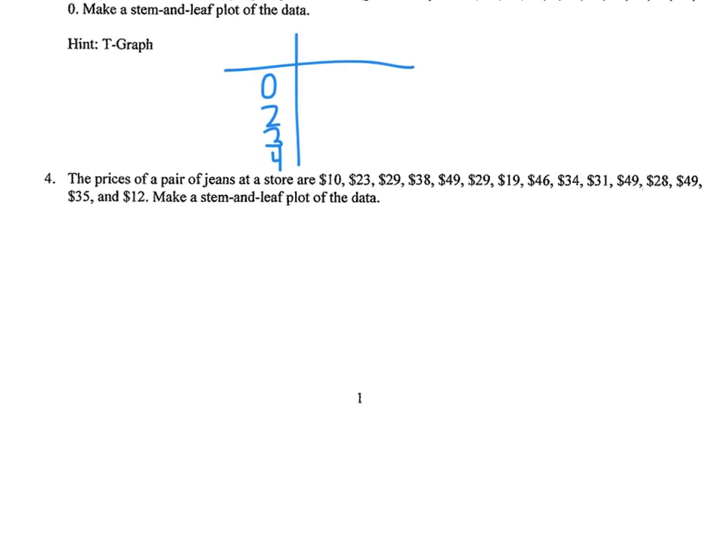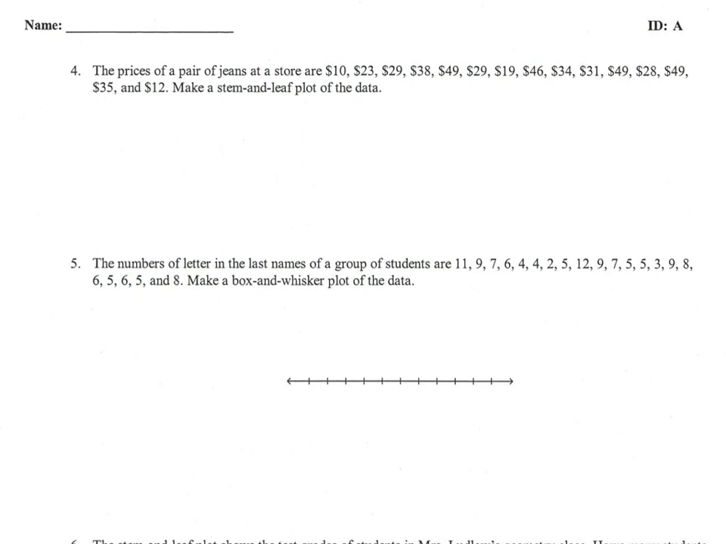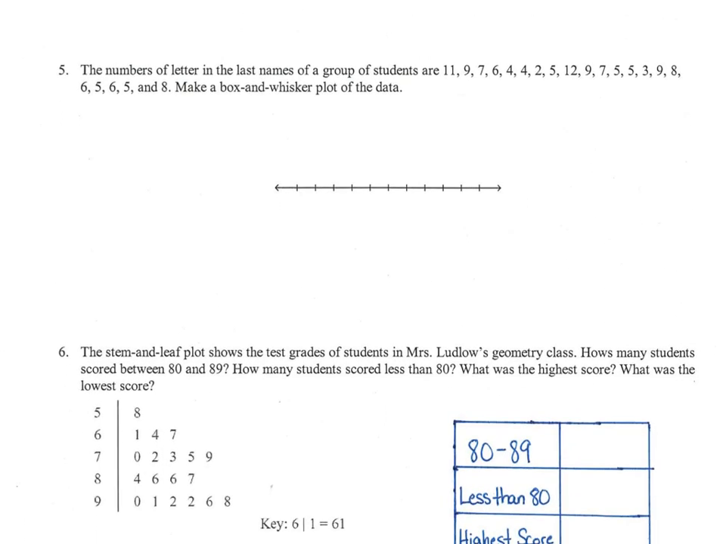You're also going to make a stem and leaf for number 4. So again, make the T chart. All right, and the numbers over here are going to be 1, 2, 3, and 4. And then you fill in the right side. On the bottom of the last page over here, somehow we got it listed. On question number 4, don't do it because it's the exact same one that we saw twice. So we're going to go straight to number 5.